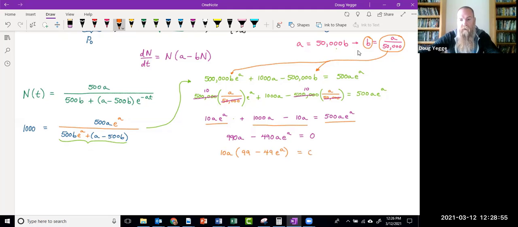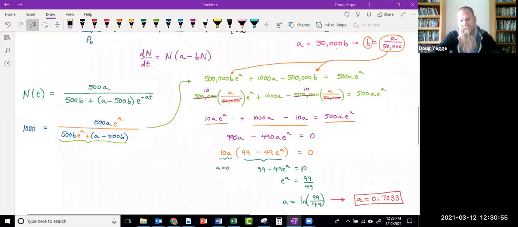And by the zero product property, I can now set each one separately equal to 0. So that means that A, one of the critical numbers, would be when A is equal to 0. The other critical number would be when this is equal to 0. So by solving this equation equal to 0, we subtract 99 and divide by negative 49. And now we take the natural log of both sides, and we get that the A value is the natural log of 99 over 49, which is approximately 0.7033.